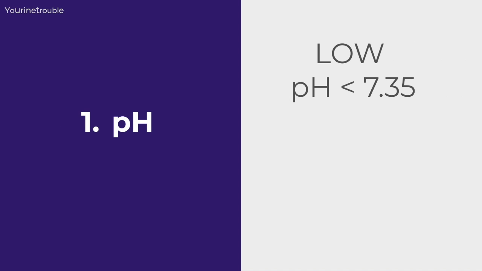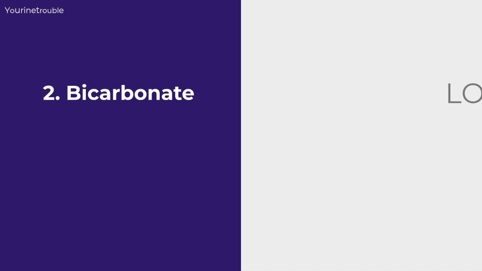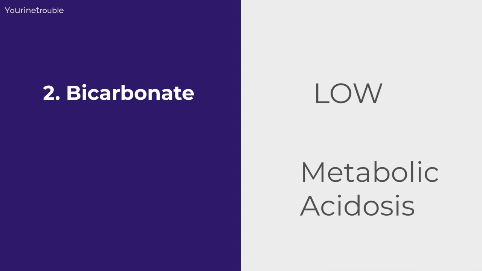Metabolic acidosis. Step 1. Look at the pH. If the pH is lower than 7.35, then this represents acidemia. Step 2. Look at the bicarbonate. If the level is low, then metabolic acidosis is the case.